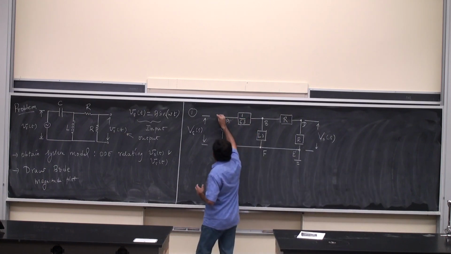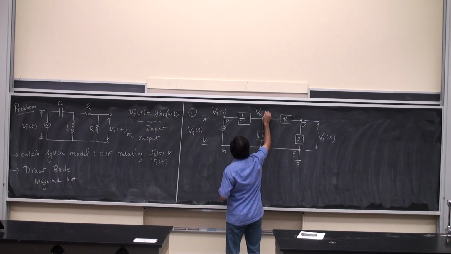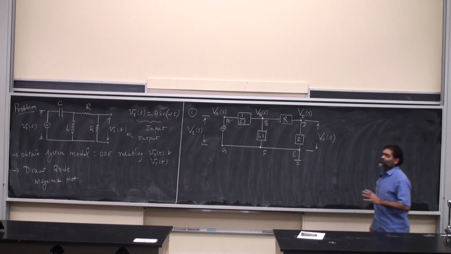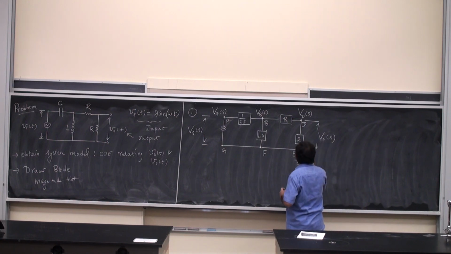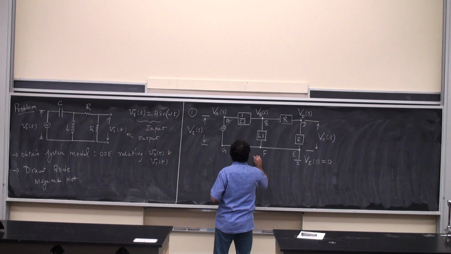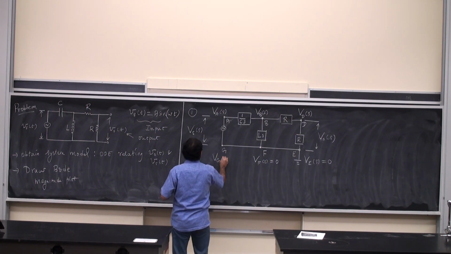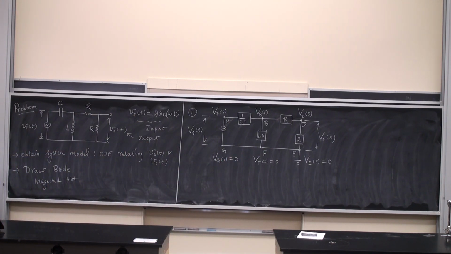So this is VA of S. This is VB of S. V suffix D. Obviously, if I have a ground node, then the voltage there is 0. So this is VE of S is 0. There are no elements between E, F, and G, which means the potentials there are also 0. So this is VF. Does this make sense to everybody? Standard practice.